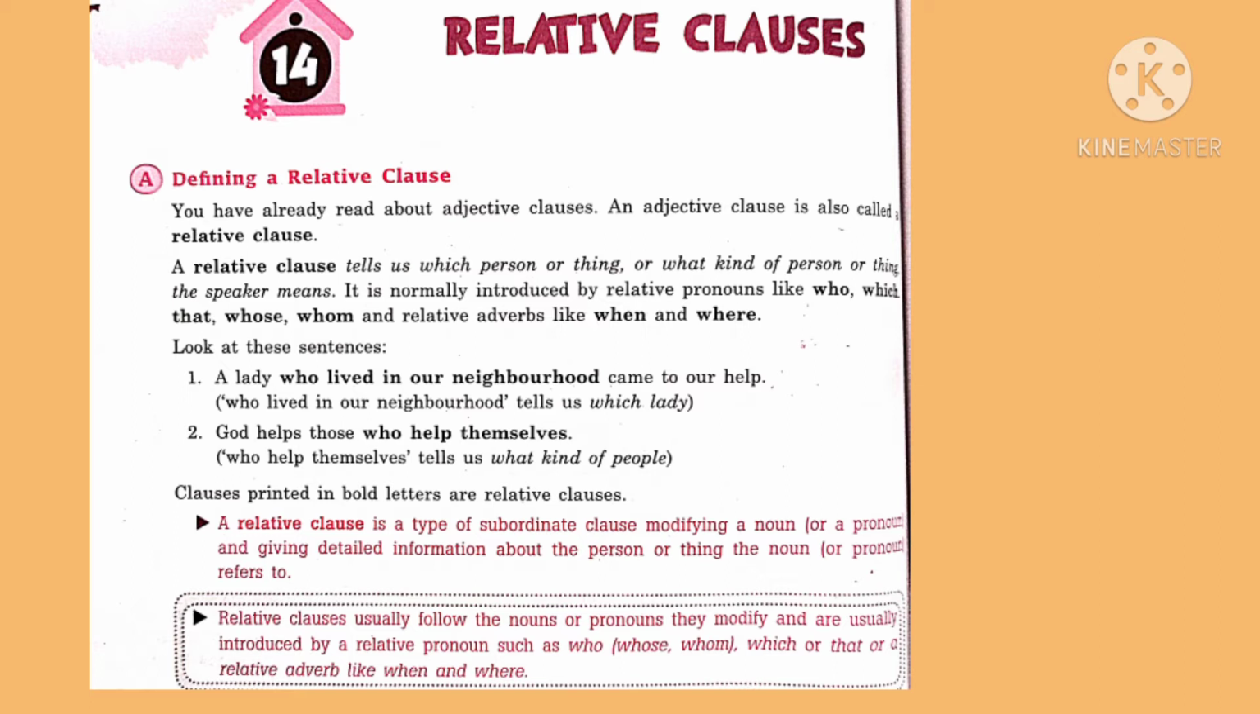तो adjective क्या करता है? It's a describing word, right? So relative clause tells us which person or thing or what kind of person or thing the speaker means. It is normally introduced by relative pronouns like who, which, that, whose, whom, and relative adverbs like when and where. तो इतना ध्यान रखना है कि आज हम एक्चुअली में पढ़ेंगे एडजेक्टिव क्लॉजेस.